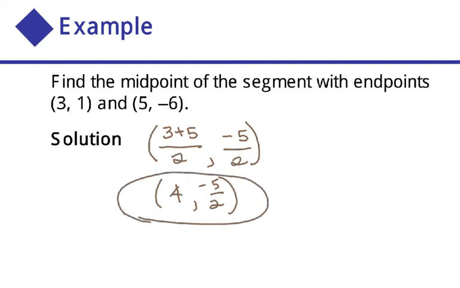Now, if you want to check that, the midpoint should be equidistant between both endpoints. So if you applied the distance formula from one endpoint to the midpoint, and then applied the distance formula from the other endpoint to the midpoint, you should have the same distance between them. And that's a good way to check and get a little bit of practice with both formulas.